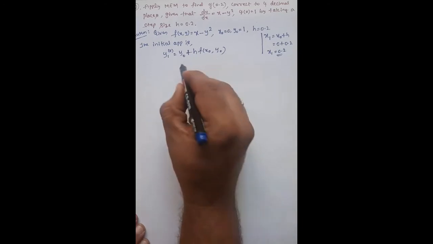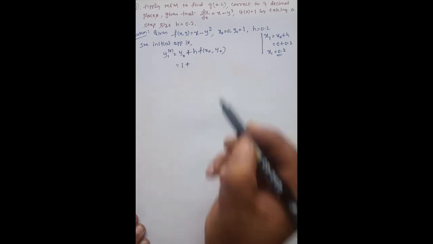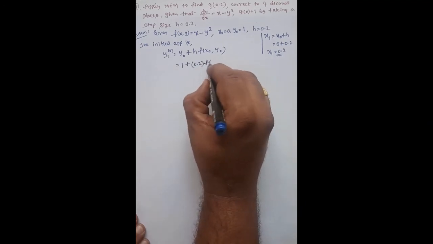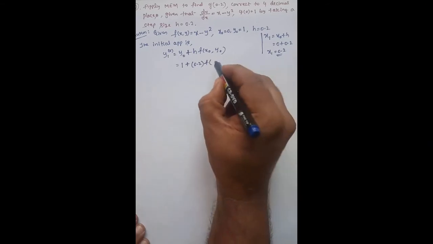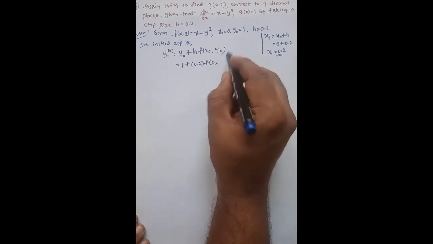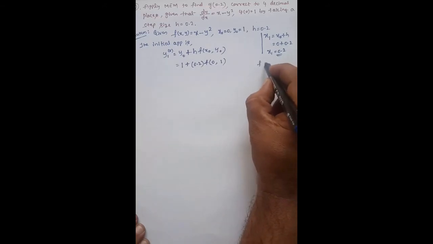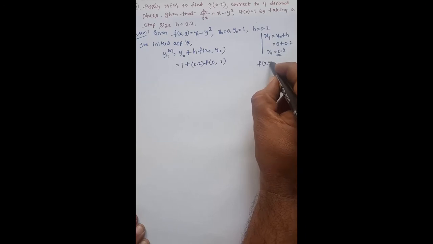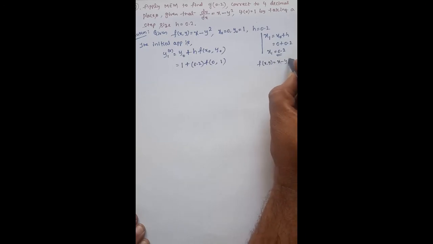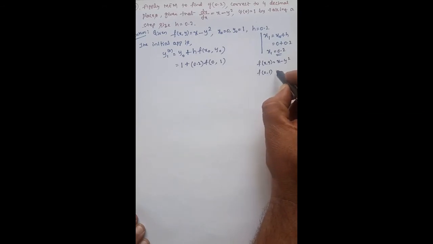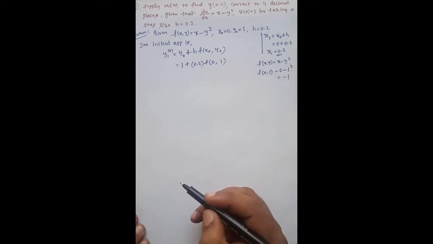Substitute the values. You know y0 is 1 plus h. The step length is 0.2 here. So 0.2 into f of x0. What is x0? 0 comma y0. y0 is 1. Now calculate this f of 0 comma 1 separately. See, we have f of x comma y is x minus y square, the given relation. So I want f of 0 comma 1. So f of 0 comma 1 means x is 0, y is 1. So it is 0 minus 1 square, it gives minus 1.